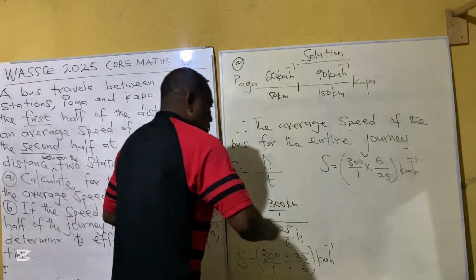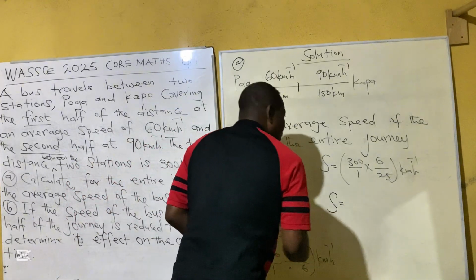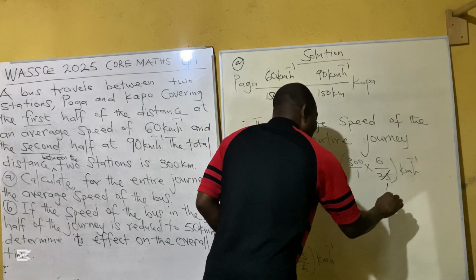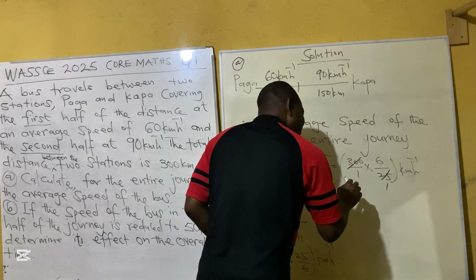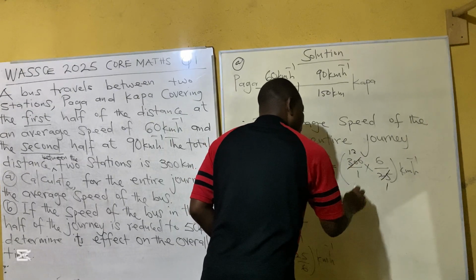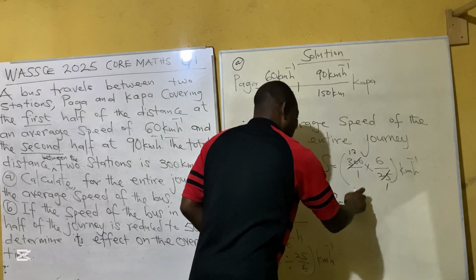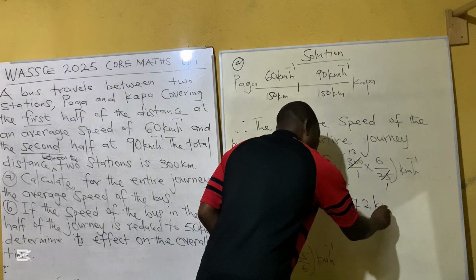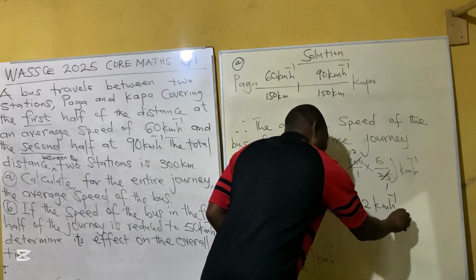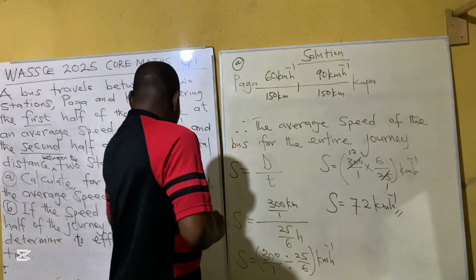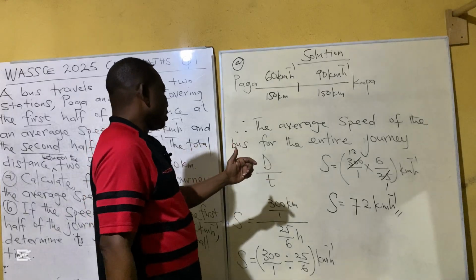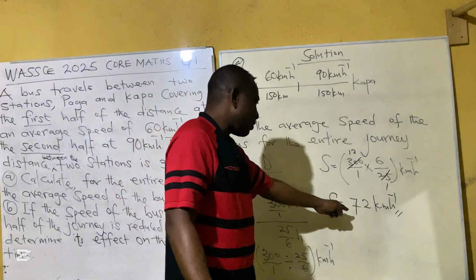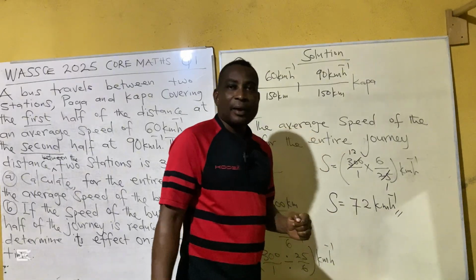Okay. So S is equal to, now 25 goes into itself 1, 25 goes into 300, 12. So 12 times 6 gives us 72 kilometers per hour. So we say that the average speed of the bus for the entire journey is 72 kilometers per hour.